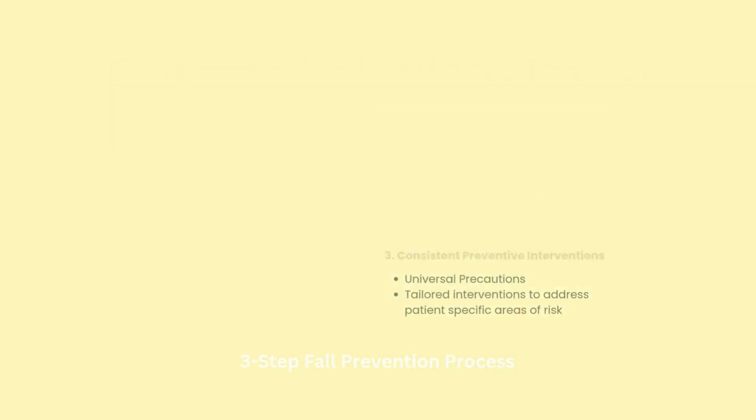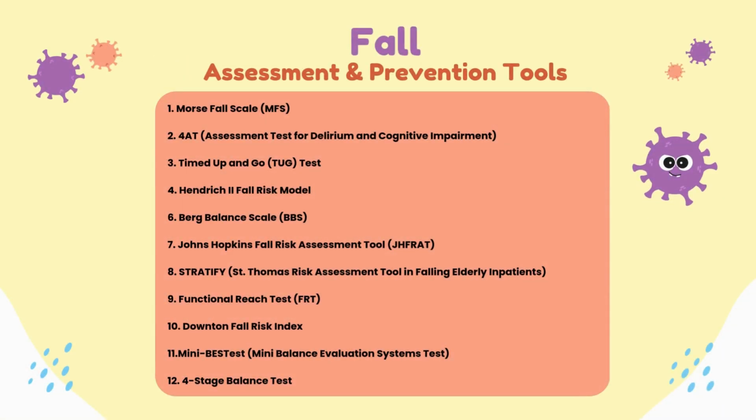Fall prevention is a critical aspect of patient safety, and numerous validated tools have been developed to assess and mitigate fall risks. These assessment tools, such as the Morse Fall Scale, Timed Up and Go or TUG Test, and the Berg Balance Scale, help identify patients at higher risk, allowing for targeted interventions. The existence of multiple tools highlights the significance of fall prevention in healthcare, reinforcing the need for structured assessments and proactive measures to reduce falls and enhance patient outcomes.